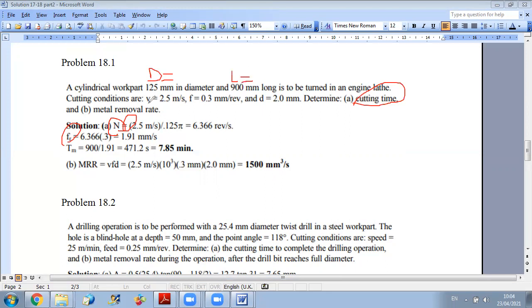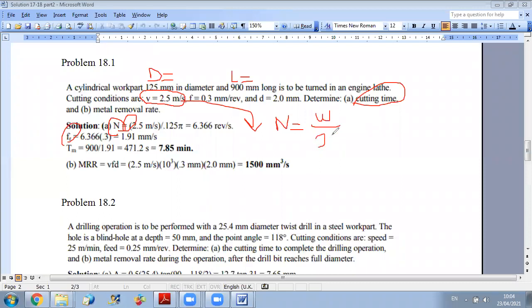The turning velocity V, in addition to the diameter of the cylindrical work part, will allow us to calculate the number of revolution per second. Because we have seen last time that N is related to omega, the rotational velocity. N is omega, the angular velocity, over 2 pi.